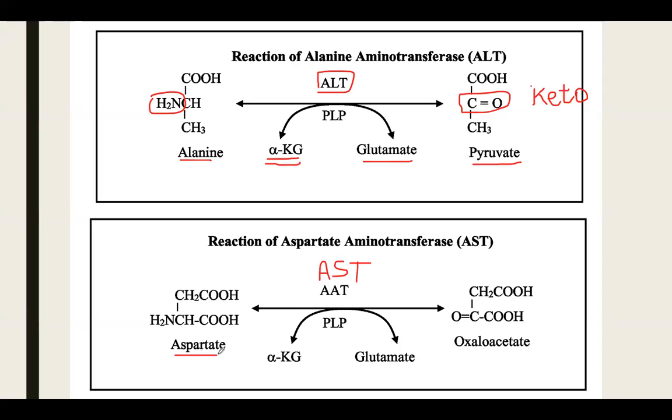AS means aspartic acid. T means transaminase. The amino group of aspartic is replaced by alpha keto acid, and this is the carbon skeleton of aspartic, which is oxaloacetic. The amino group goes to alpha ketoglutarate. Alpha ketoglutarate accepts the amino group from aspartic and it is converted into glutamic.